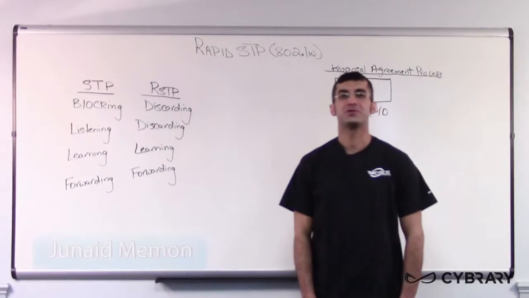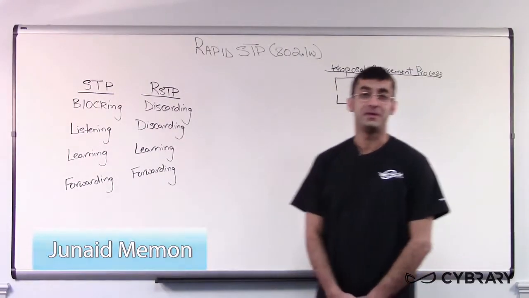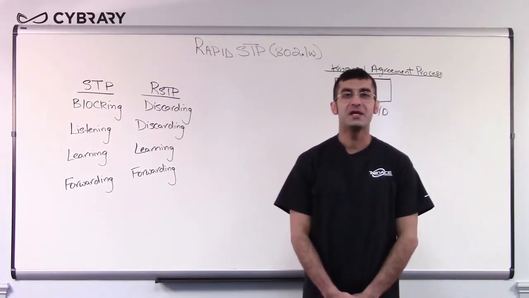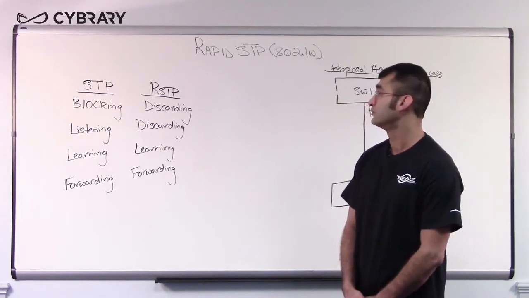The next topic of discussion is Rapid Spanning Tree Protocol, or Rapid STP. The IEEE designation for Rapid Spanning Tree Protocol is 802.1w.